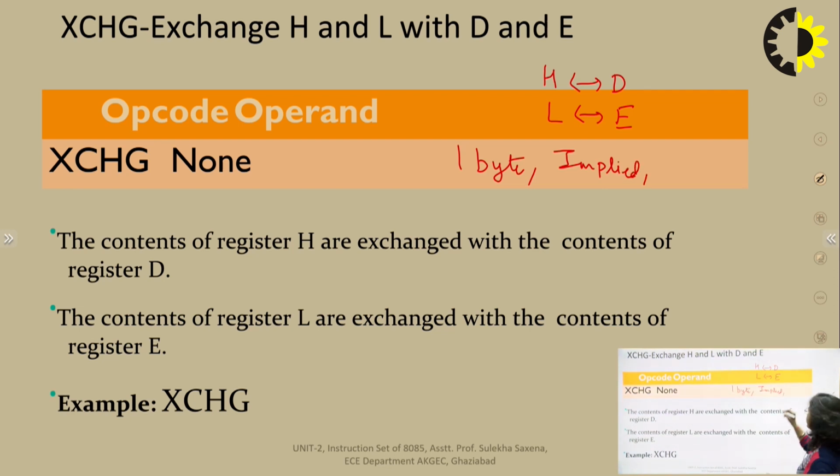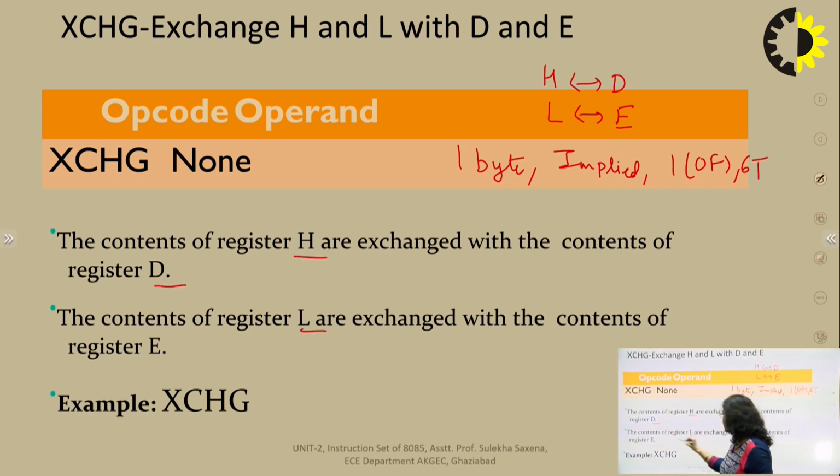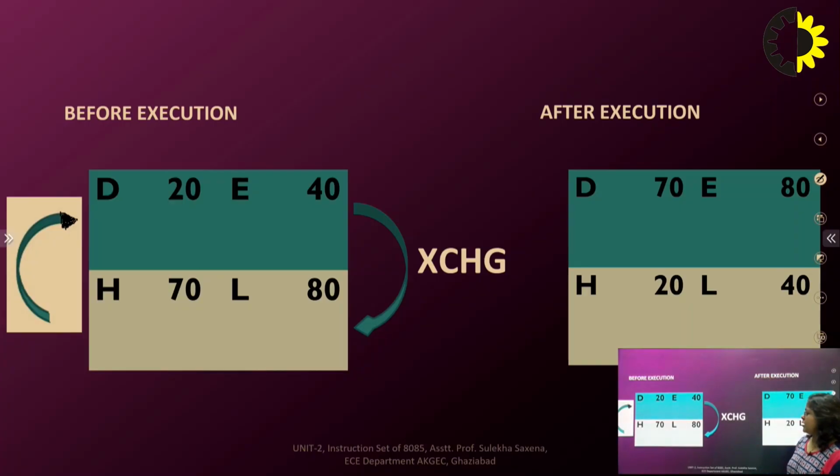Machine cycle will be only 1, that is opcode fetch. And since 2 register values are copied, the instruction will take 4 states. So, the content of H will be exchanged with D and L will be exchanged with E respectively. Let D contain 2040 and HL contain 7080 before execution. After execution HL will contain 2040 and D will contain 7080. I hope this is quite clear, very simple.